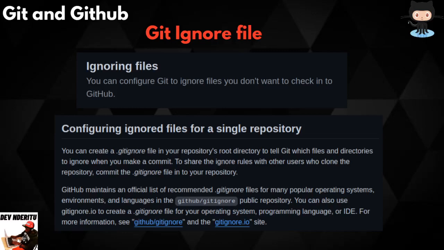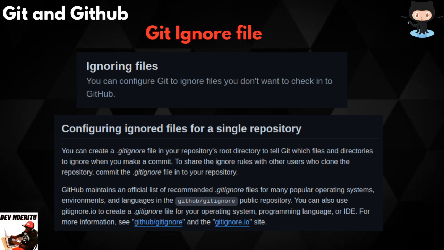In this video, I'll be talking about the gitignore file. gitignore is a file that you can configure to hide some files that you don't want to be committed to your remote repository on GitHub. So a gitignore file is a file that you use to hide files.